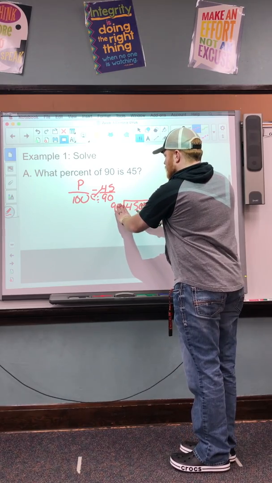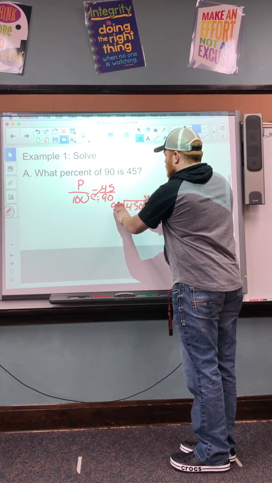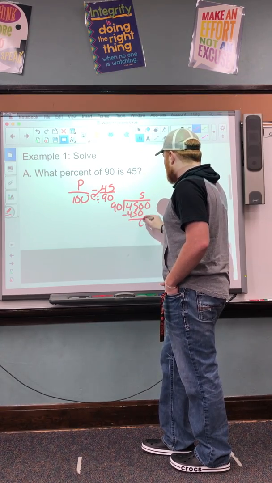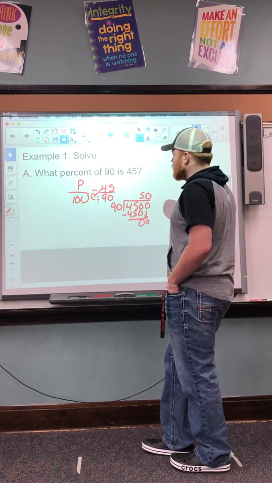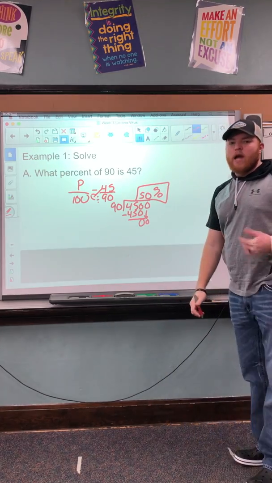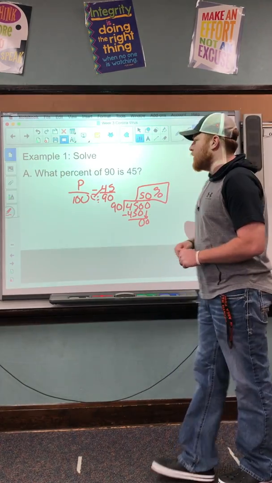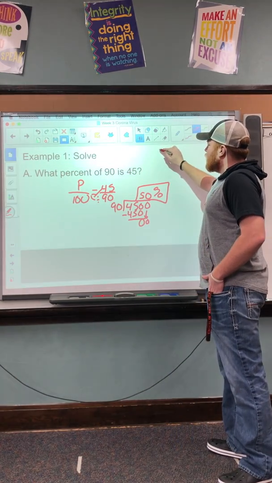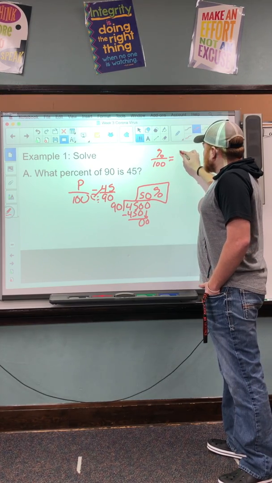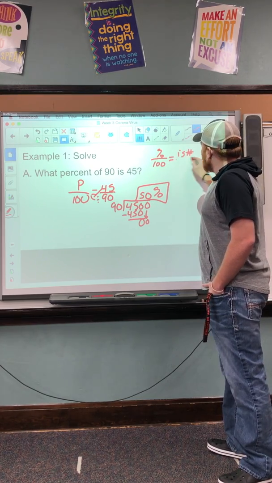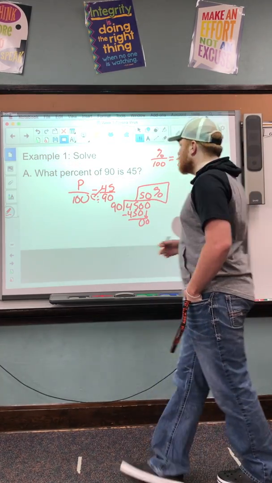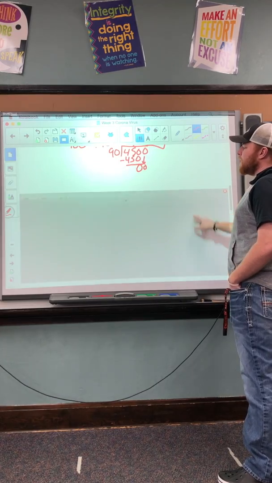Cover up the zeros. 90 goes into 450 5 times. You get 450. Subtract, bring down the 0. Should be 50. Don't forget, it's asking for what percent, so you have to put a percent sign on top of that. Again, your formula of percent over 100 equals is number over of number is your key for this week, so that'll help you out immensely.